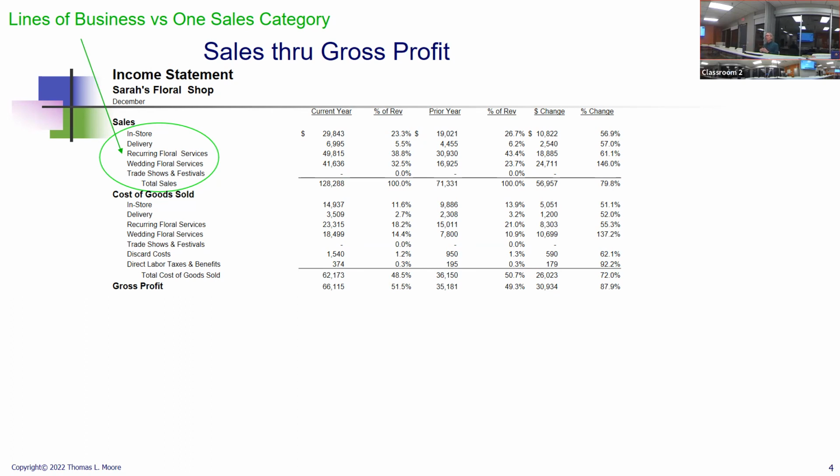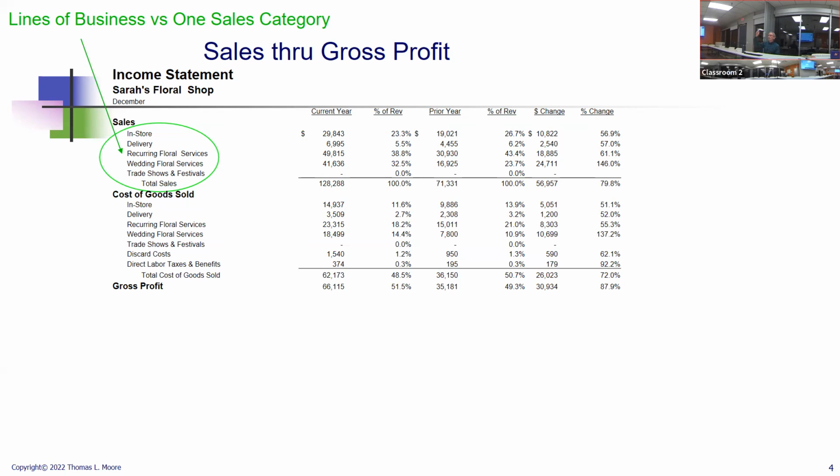Then the next column to the right, you can see that percent of revenue. If you're not familiar with how to calculate percent of revenue, it's very, very simple. Basically, you take your line item revenue, in this case, let's talk about in-store, that 29,843. You basically divide that number by your total sales for the period. You can see that 128,288, that's the total sales for the period. That should be about 23.3% of total sales. Okay, that's the way you figure it out.